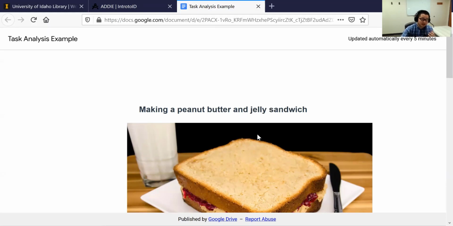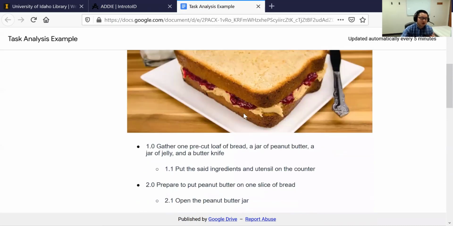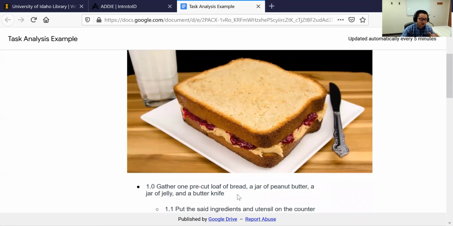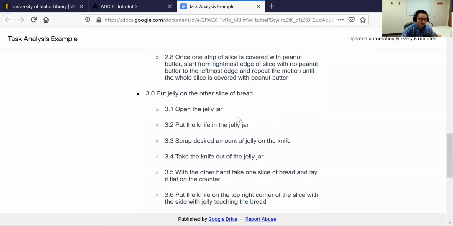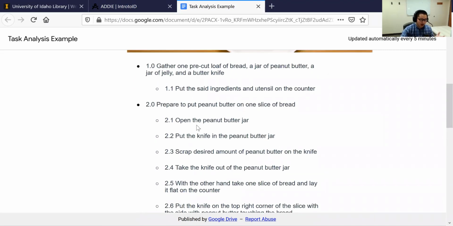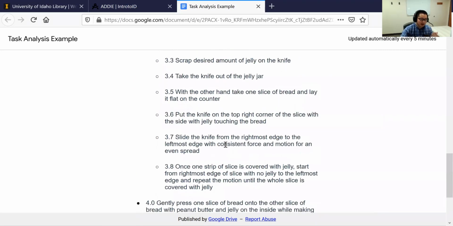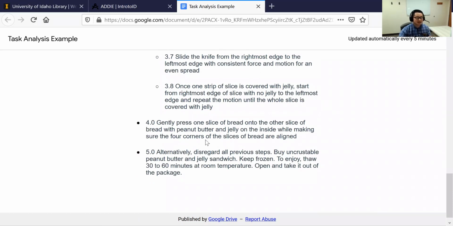So how do you make a PBJ sandwich? Seems to be pretty easy, but how do you break down the task into smaller, lower levels? The way I did it was, first you gather all the things you need to make this sandwich. Then I put peanut butter on one slice of the bread, and then I put jelly on the other slice. And you have to go through all these steps to do that. And then lastly, you combine the two slices, and there you go. There's your PBJ sandwich. This is one example of task analysis.